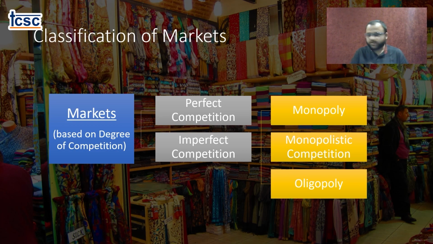In this video, we're going to focus only on one type of market, that is the market based on degree of competition, or market structure. Why market structure? Because the number of buyers and sellers, the type of products, and the entry and exit are going to define the nature of the market. Thus, we identify them into two major halves: perfect competition and imperfect competition. In further videos, we're going to explore monopoly, monopolistic competition, and oligopoly as forms of imperfect competition.